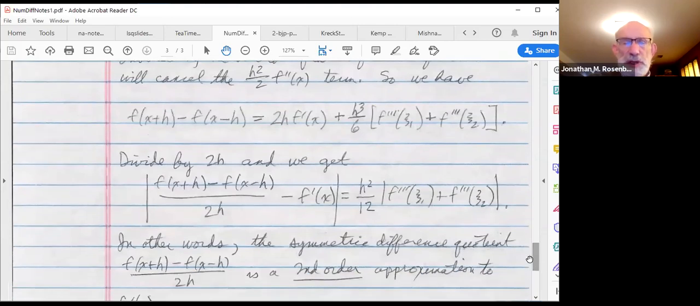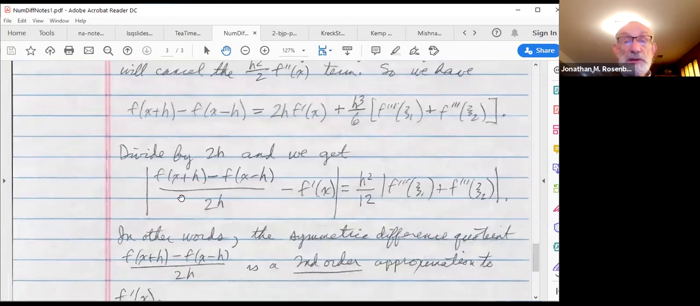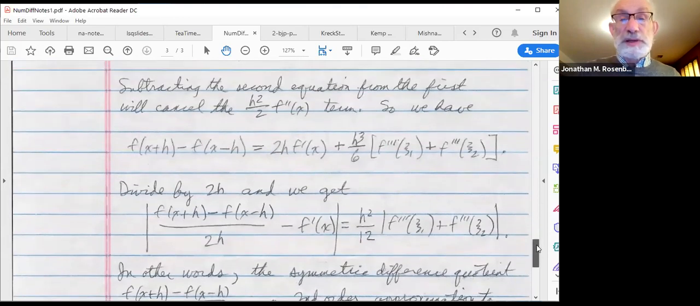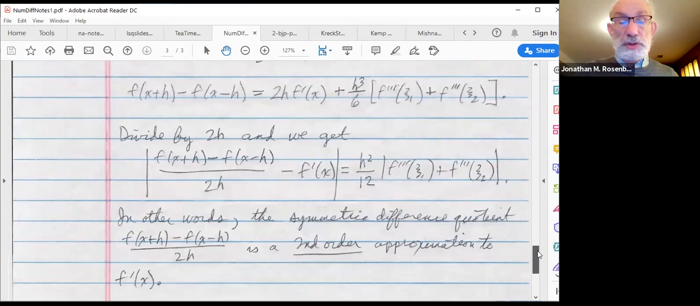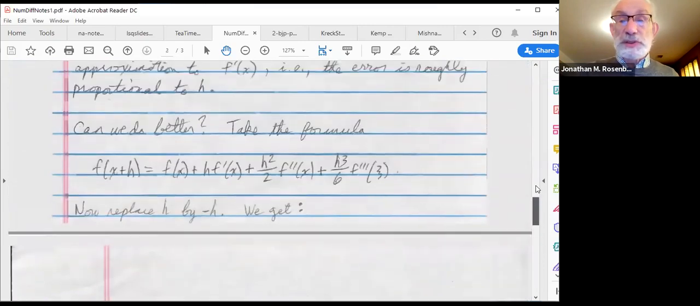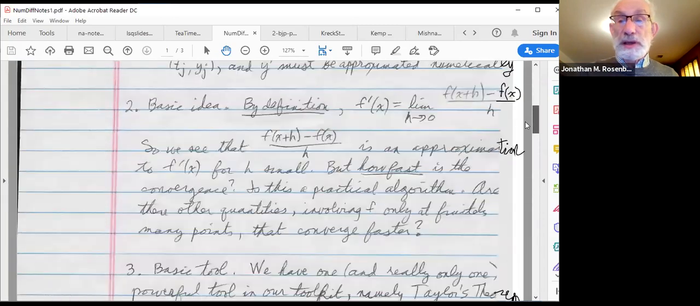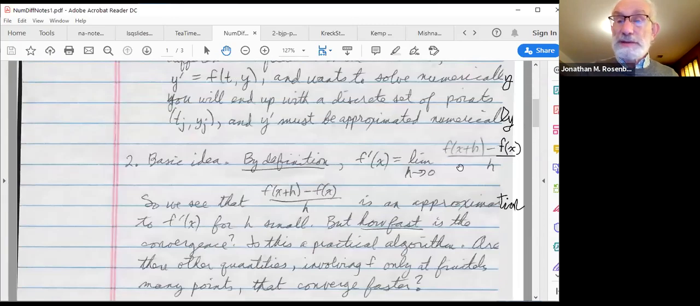So in other words, the symmetric difference quotient is a second-order approximation to the derivative. It converges much faster than the one-sided difference quotient, f of x plus h minus f of x over h. So what we learn from this is that if you want a numerical approximation to the derivative, this is a much better formula to use than that.